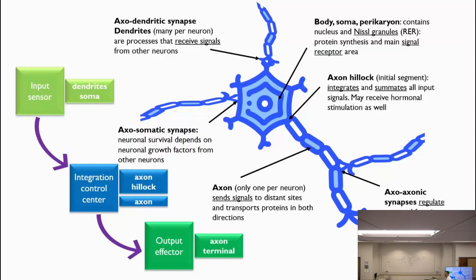So in this nervous system we have an input, through the dendrites and the soma. We have integration, or a control center, that sums all this information in the axon hillock, and then we have the output of the neuron, that is the axon, and the axon terminal that will release the neurotransmitters.